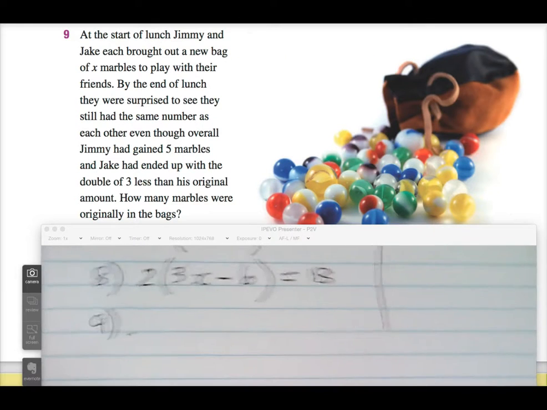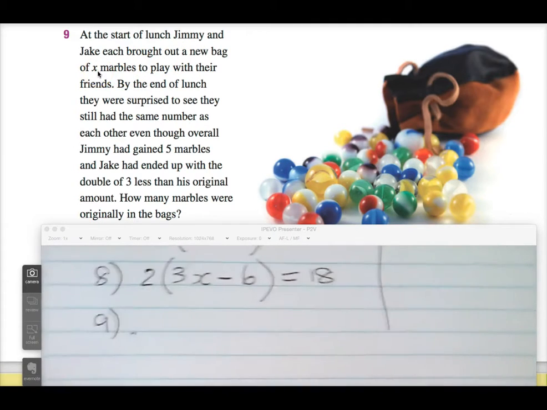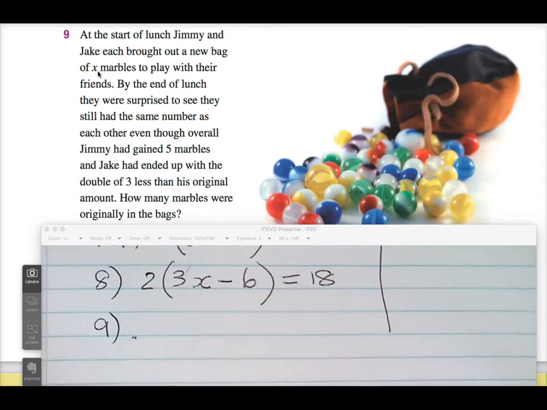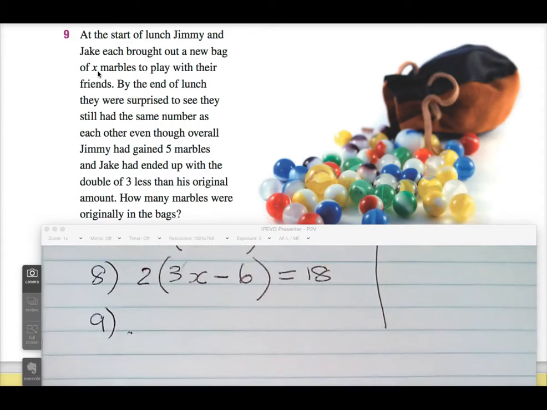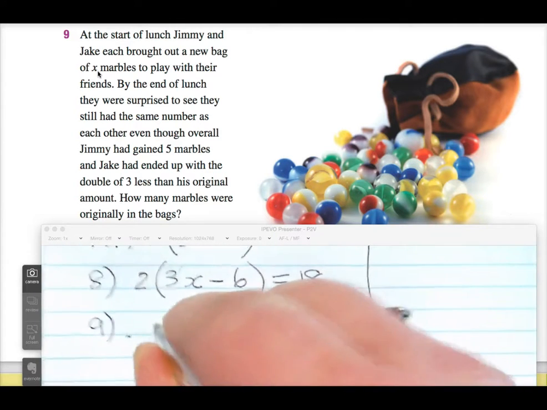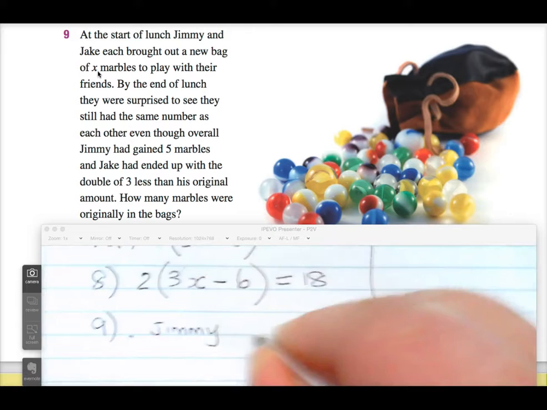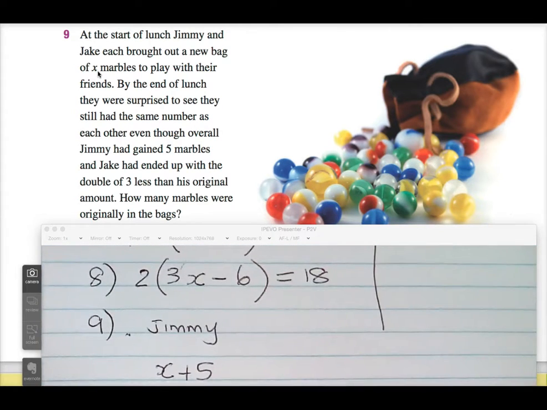At the start of lunch, Jimmy and Jake each brought out a new bag of x marbles to play with their friends. By the end of lunch, they were surprised to see they still had the same number as each other, even though overall Jimmy had gained 5 marbles. So Jimmy, he started with x. He's gained 5 marbles, and Jake ended up with the double.